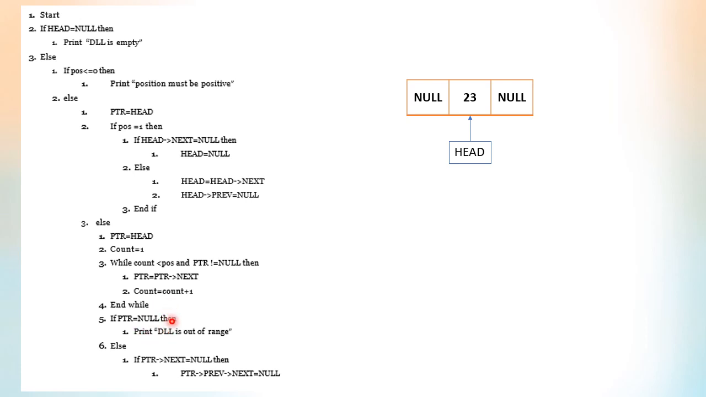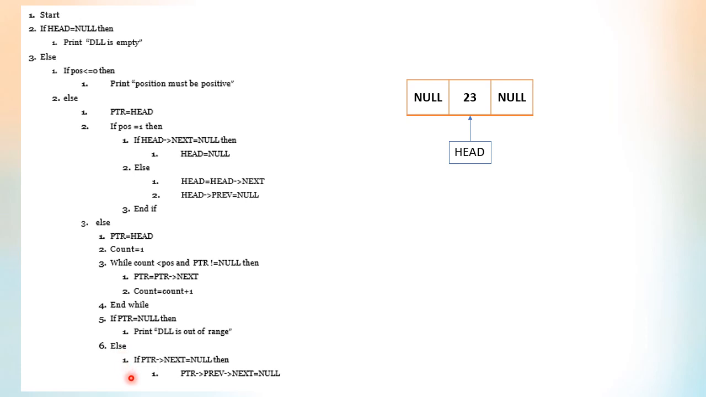Now even after traversing through the whole doubly linked list, if the pointer value was null, then we can say that the position value entered by the user was out of range of the doubly linked list. That is, if the doubly linked list had only 3 nodes and the user asked to delete the 4th node, then there is no 4th node in the doubly linked list. In that case, deletion is not possible. So if pointer is equal to null, then you can print doubly linked list is out of range.